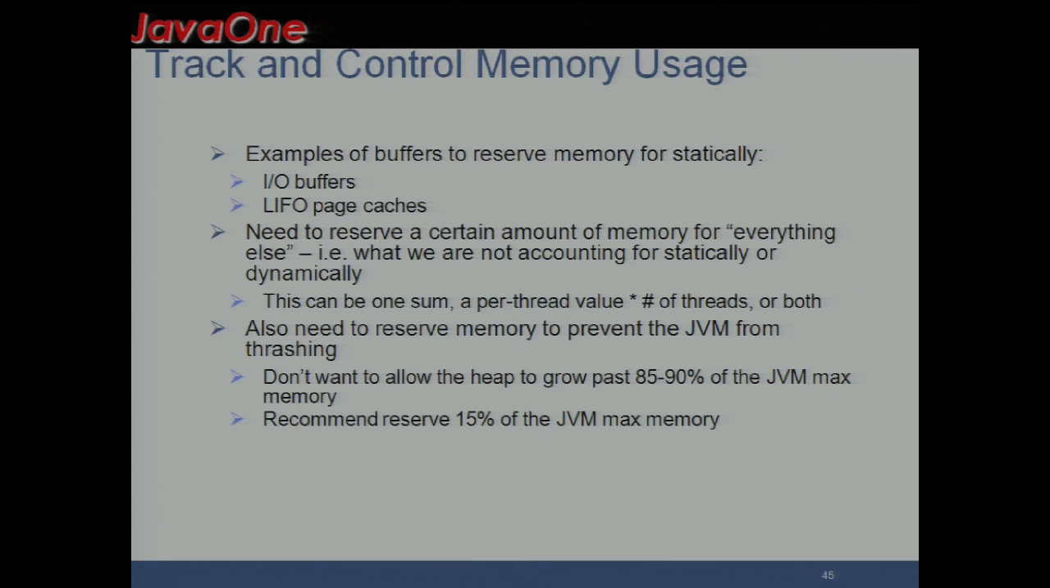And you have to reserve a certain amount of memory for everything else your app's going to use that you're not going to be accounting for. So all your short-term objects that you're not tracking, just your basic overhead of having threads running and so forth. You can do that as one lump sum, or you can have a per-thread value that you multiply by the number of threads you have, or both. We use both. And one final thing is you want to reserve some memory to keep your JVM from thrashing. You don't want to go past about 85–90% of your memory utilization. So I recommend you reserve about 15% of your JVM max memory just to keep your JVM from thrashing.